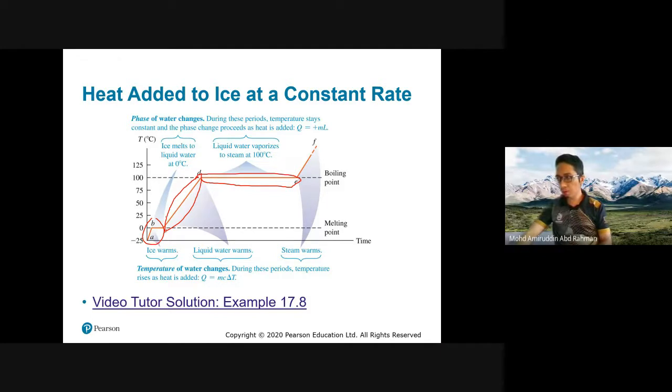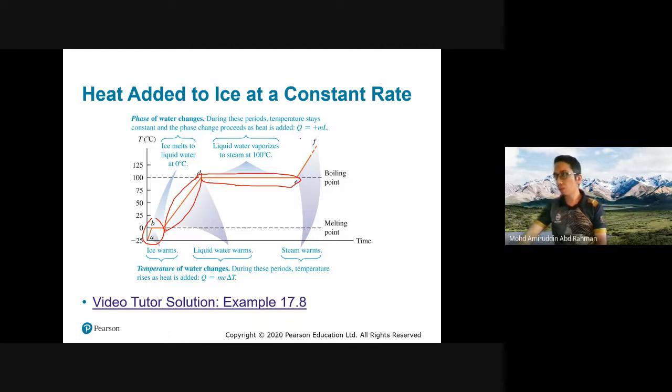On the graph, the parts that have slope are when the water is warm. For example, here the ice is warming, here the water is warming, and then here the steam is warming. So those are the states of the changing phases of the water.